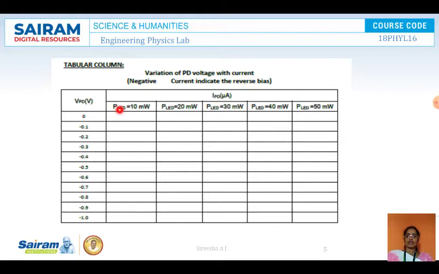This light is being given to the photodiode. So the power given to the LED is nothing but the intensity of the light to the photodiode. Whatever power is given by the LED, that light is taken by the photodiode. So PLED is set to 10 milliwatts.